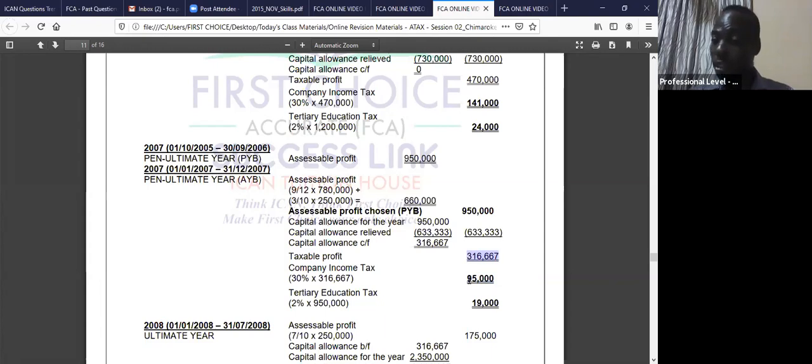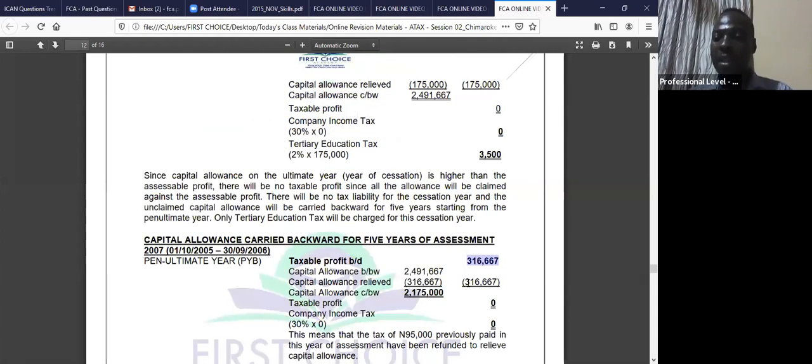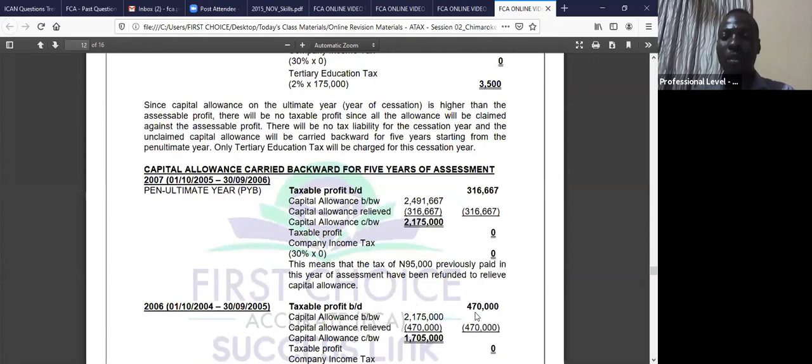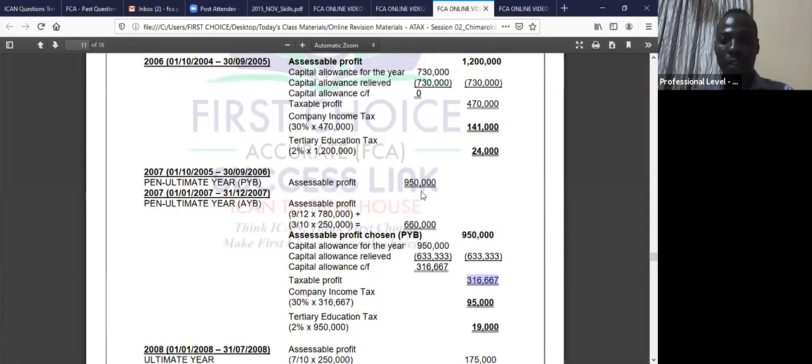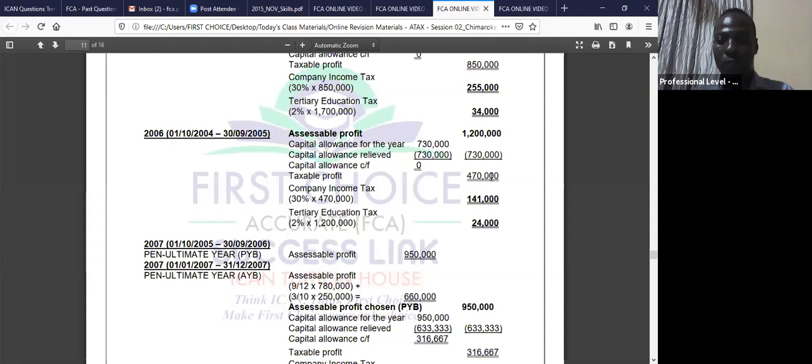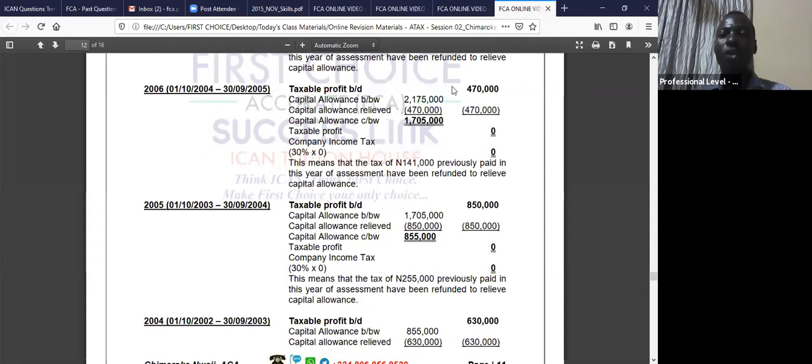So that shows you that they are refunding your tax for you to go back to the situation you were in before you paid tax. So it is from there you are claiming all of them as capital allowance, so there is no tax to be paid. So this figure will be carried backward again. Now, if this figure is carried backward, what will happen? Let's go to the next year before it. Can you see your taxable profit was 470? That's what I recalled. Your taxable profit was 470 because you're going to refund your tax.